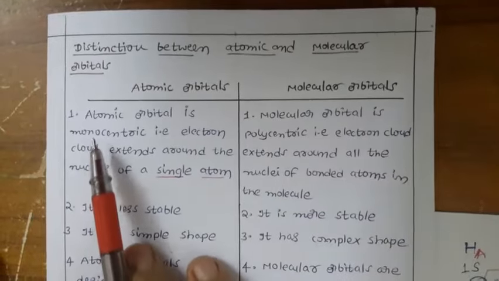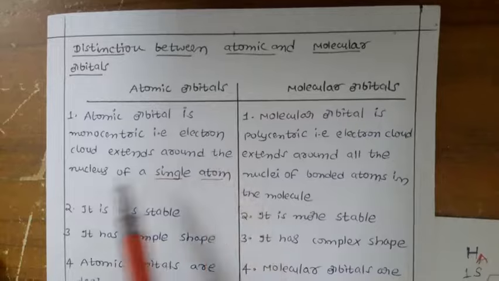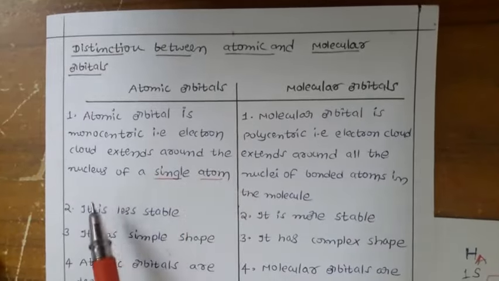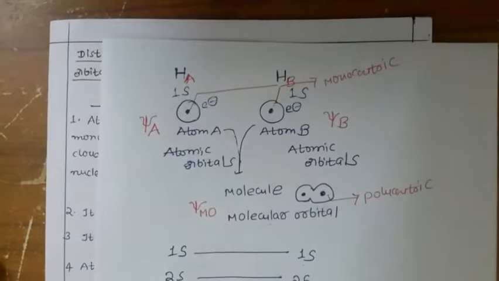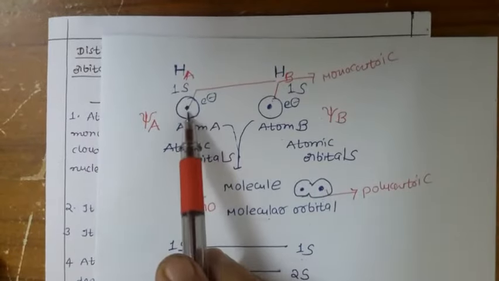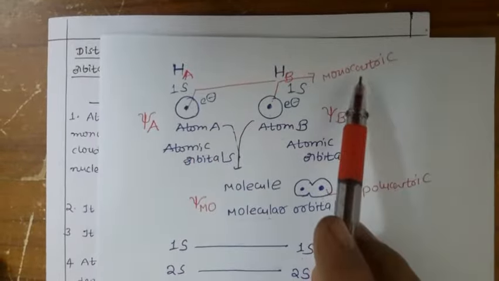Now let us see the differences between atomic orbitals and molecular orbitals. First one, atomic orbital is monocentric, that is, the electron cloud is extended around the nucleus of a single atom. Just now we discussed here that atomic orbital is monocentric. Why? Because the electron is influenced by only a single nucleus.